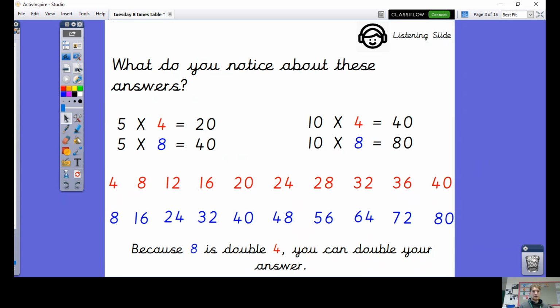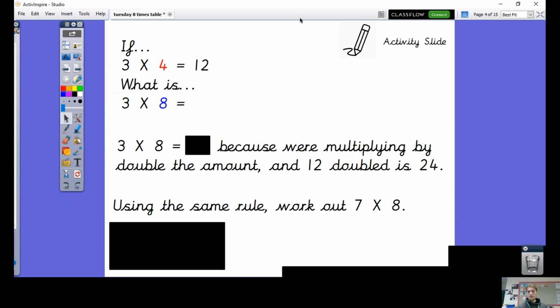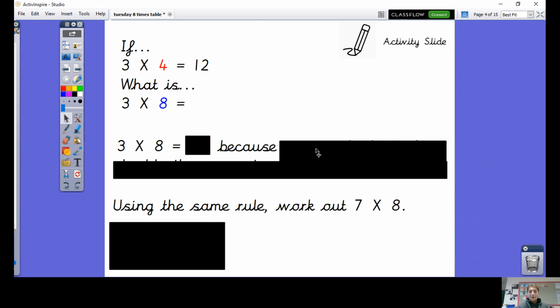Fantastic. Right, so let's move on. Remember, it's an activity slide, so get your pencils ready. I would like you just to look at this sentence here. So if 3 times 4 is 12, what is 3 times 8?